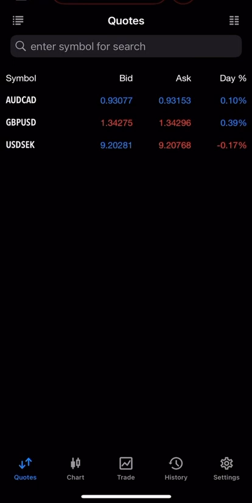So right now, on each pair, if you look at symbol on the left side, you can see bid, ask, daily percent on the right side. Let's start with the daily percent. You can see that AUD CAD has run about 0.10% daily, that's today. That simply means that this pair has run about 0.10% today.